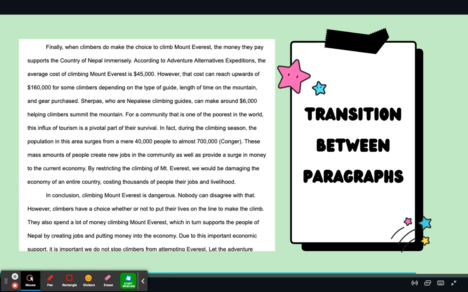Finally, when climbers do make the choice to climb Mount Everest, the money they pay supports the country of Nepal immensely. And then I have my last paragraph, and I use the transition in conclusion so that readers know that they've come to the end of my paper and that I'm going to summarize my main ideas. Again, these transitions just help connect my ideas and make it sound a lot smoother.